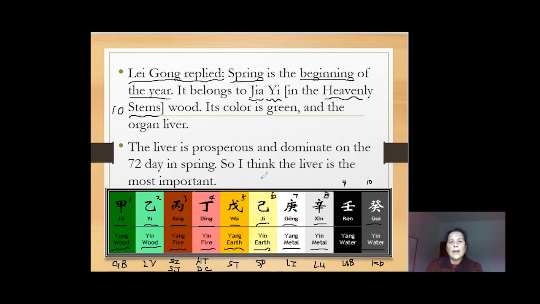And the order is exactly the same as the generating order. Usually we use a chart like this for the five elements: wood, fire, earth, metal, and water.